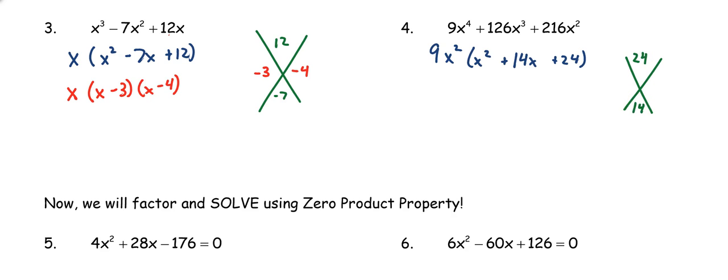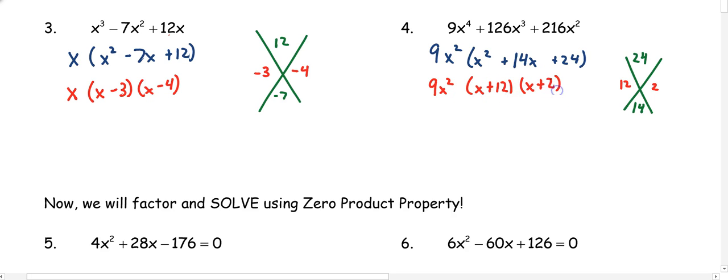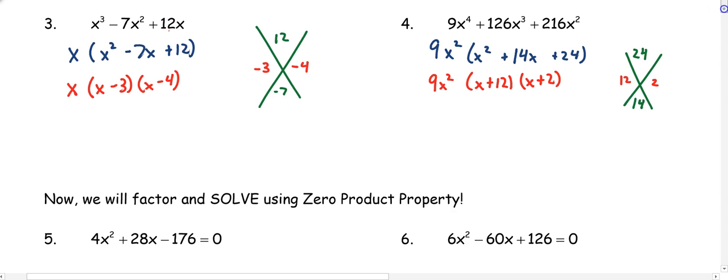Well, two numbers that multiply to 24 could be 4 and 6, but 4 and 6 don't add to 14, so we need a different combination that multiplies to 24. So 12 and 2 multiplies to 24 while also adding to 14. So we're going to keep our GCF 9x squared, and then we're going to rewrite our parentheses. We have x plus 12 times x plus 2.